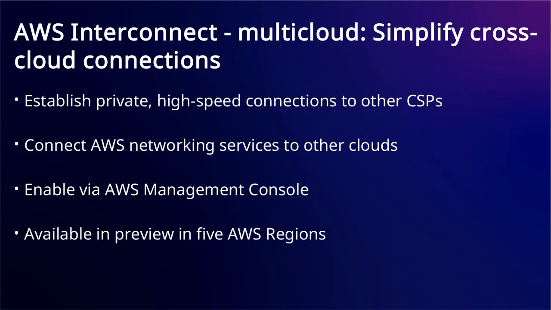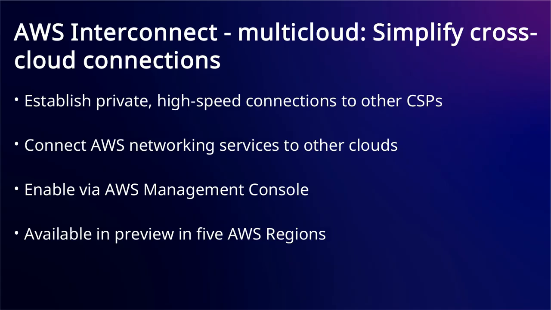You can establish private, high-speed connections to other CSPs, easily linking AWS networking services like Transit Gateway and VPC to other clouds. The feature is enabled through the AWS Management Console and is currently available in preview across 5 AWS regions. This streamlined approach reduces the time and complexity of setting up multi-cloud networks from weeks to minutes, allowing you to efficiently manage workloads across multiple cloud providers.